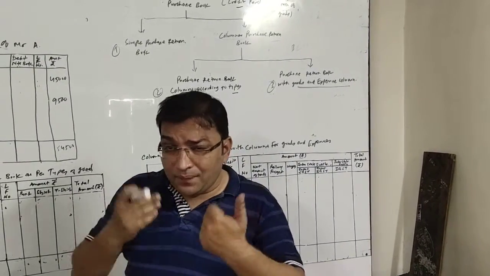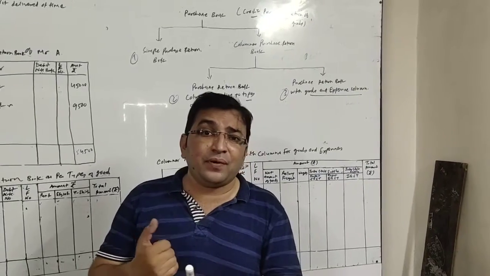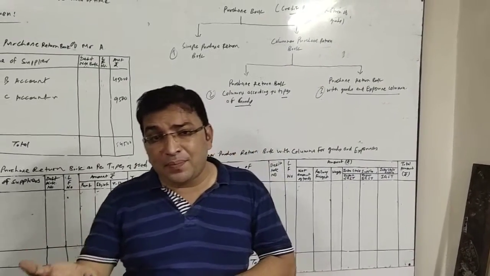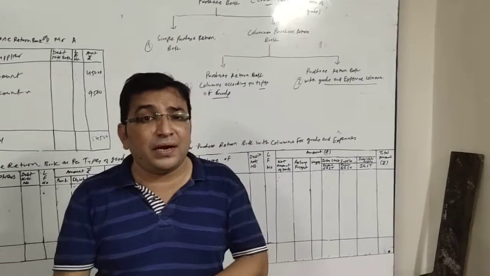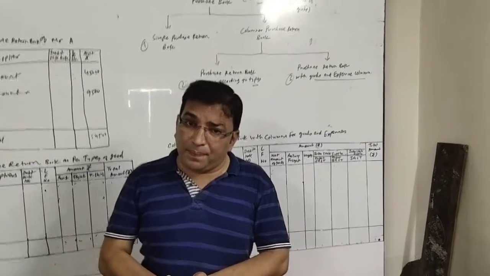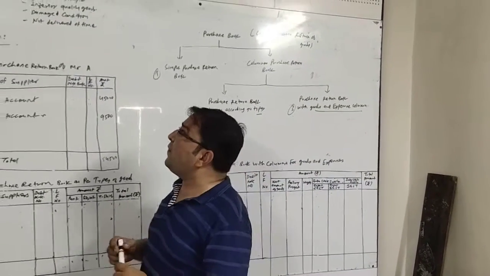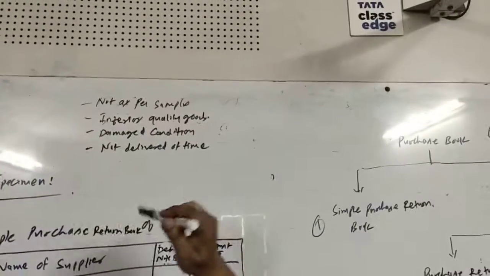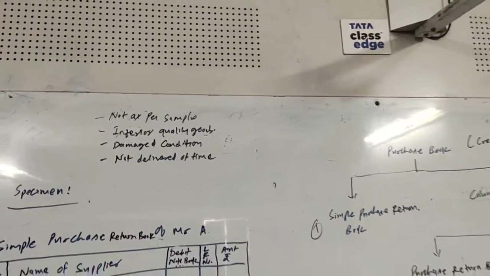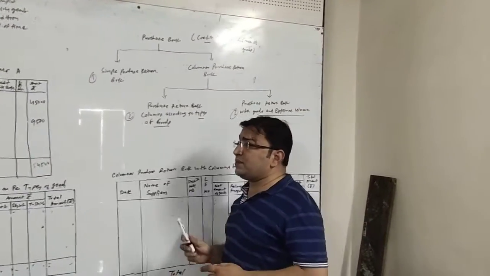The same way, if our supplier is not supplying goods to us on time, then what will happen? It may be the situation that we do not need that material now, so we will return it to the supplier. So these are the four reasons for return of goods: not as per sample, inferior quality, damaged condition, and not delivered on time. Now let us have a look at the purchase return book's meaning.